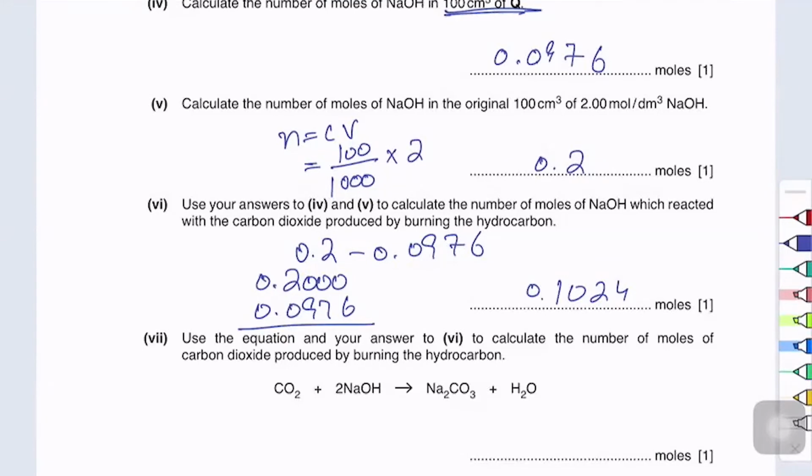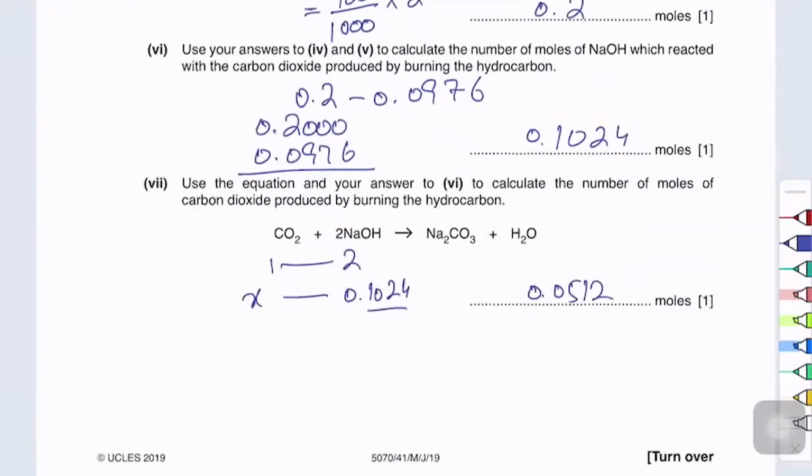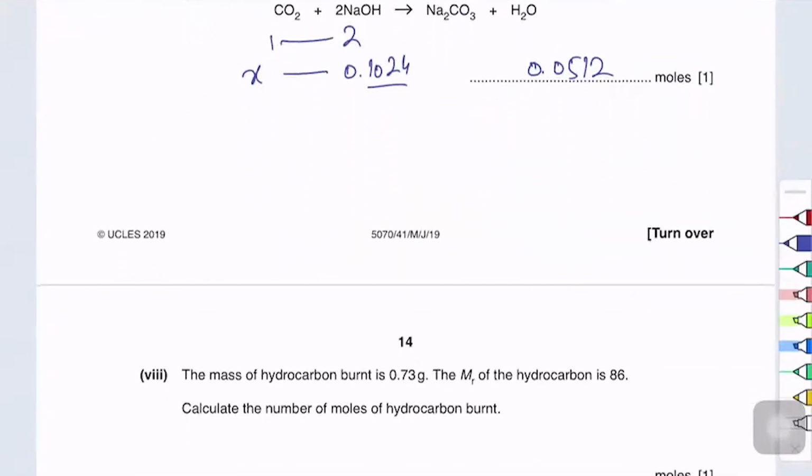Use the equation. So this is the moles that reacted with carbon dioxide. Now, if I know sodium hydroxide, I know how much carbon dioxide reacted, because you see 1:2, that's the mole ratio. So 0.1024 would react with half of that. Now, if you study computer science, you already know the table that goes to 1024. Half of that is 512. So 0.0512. Okay, but again, calculator to the rescue.